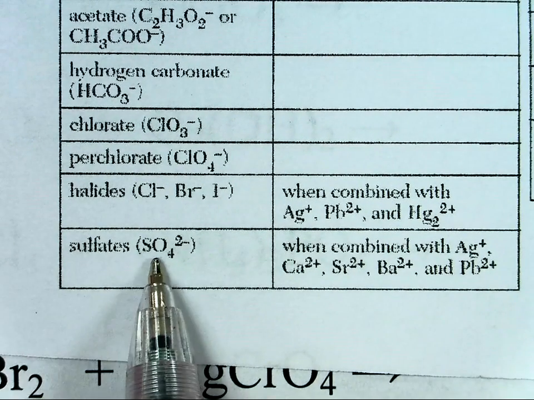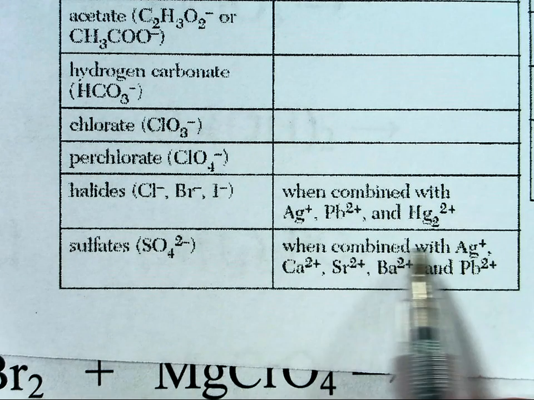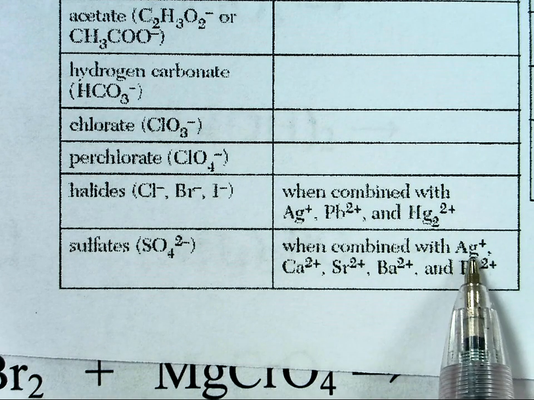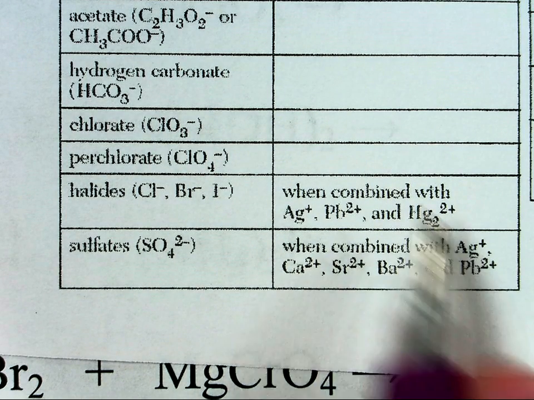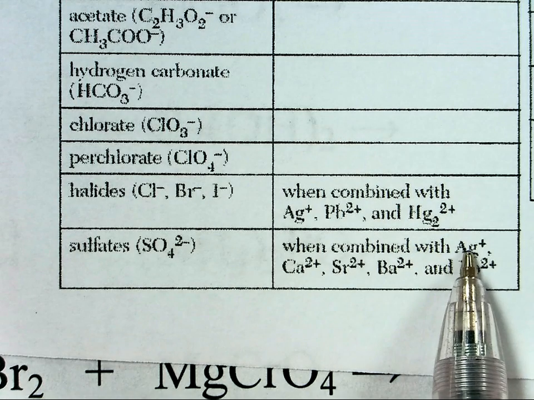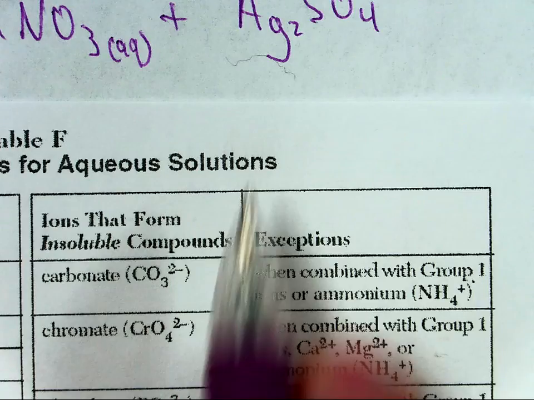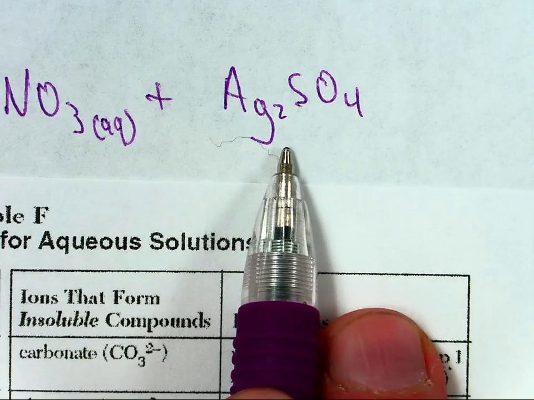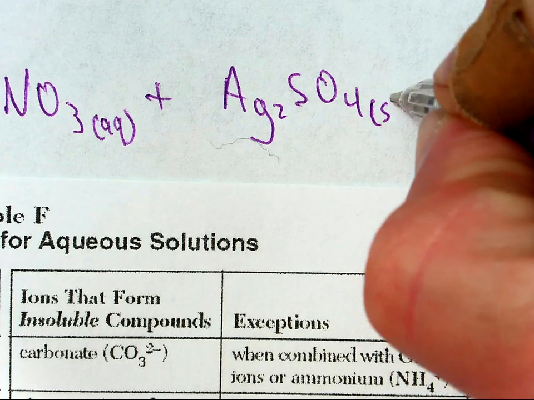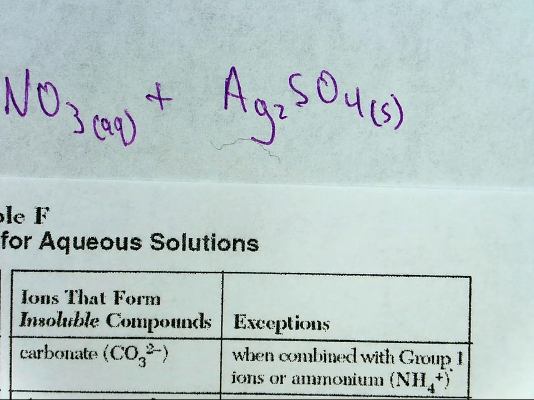Sulfates will dissolve in water because they're soluble unless they're paired with things that include silver. So sulfates will dissolve in water unless they contain silver. Well, that's this one. So since it won't dissolve in water, we're going to put S for solid because it'll just clump up at the bottom of your container eventually.